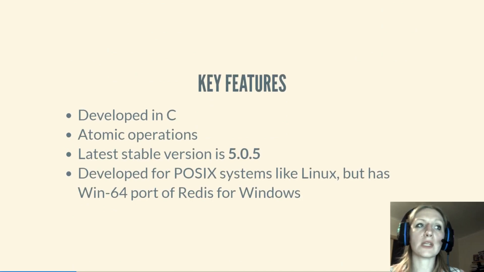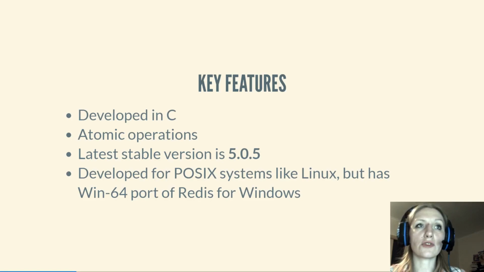Redis is developed in C. It produces atomic operations and it was developed mainly for POSIX systems like Linux, and OS X are two operating systems that Redis was developed in. They are most tested and it's highly recommended to use them when deploying the system. Nevertheless, if you're a Windows user, there is a Win64 port of Redis that is developed and maintained by Microsoft.